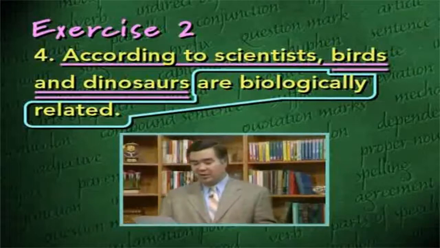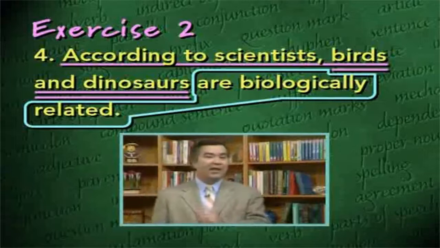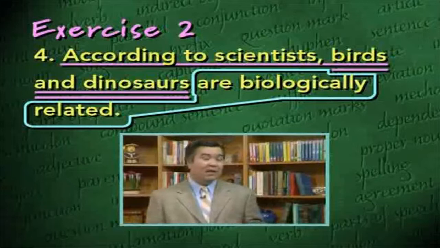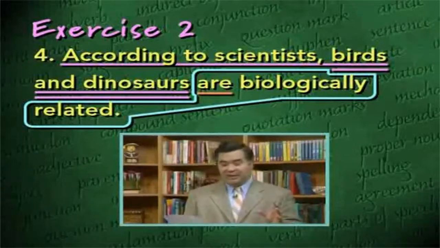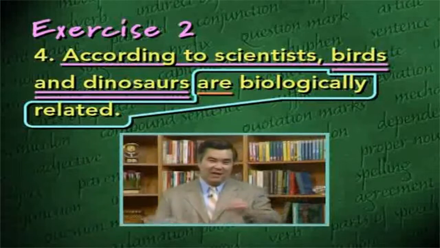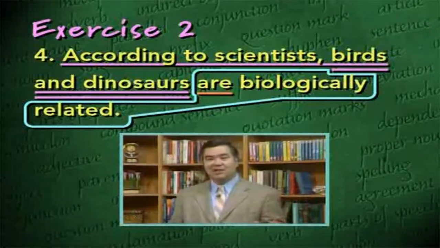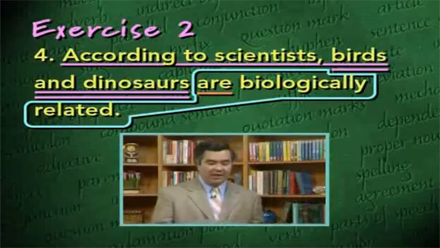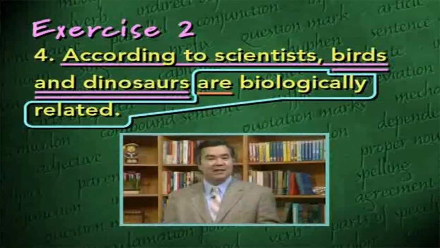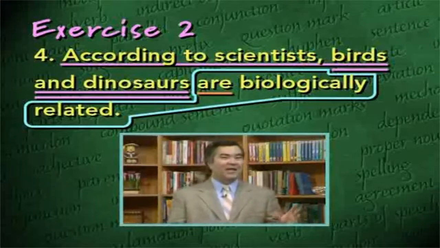in this particular sentence. Looking at the predicate, what's the most important word, the verb in this predicate? The verb is are. What the sentence is about is something that birds and dinosaurs are. And all the remaining words in the sentence give more information about that. They tell us where this information comes from, namely scientists, and they tell us what the birds and dinosaurs are.